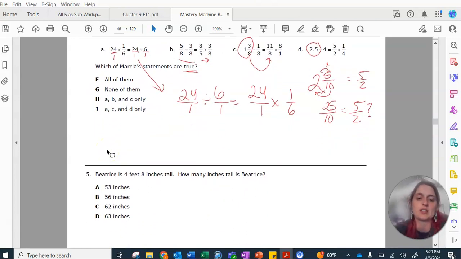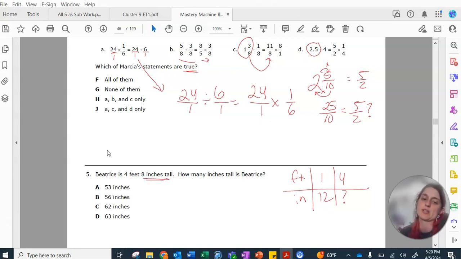Beatrice is 4 feet 8 inches tall. How many inches tall is Beatrice? You need a star chart, or most of you probably just know that 1 foot is 12 inches. So then you need to change 4 feet and figure out how many inches that is, but don't forget about those extra 8 inches.